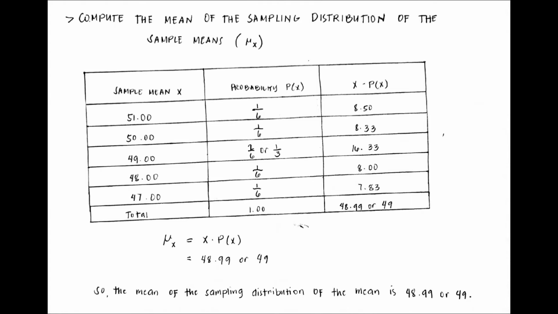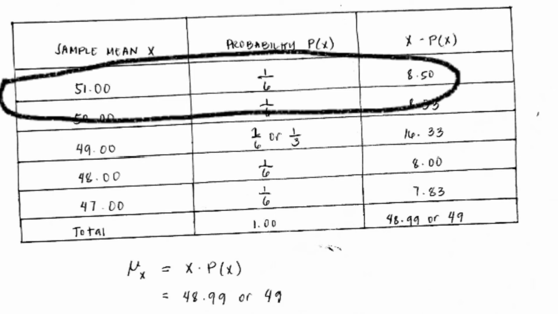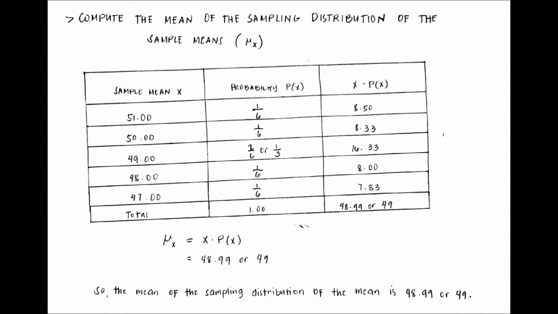Then, compute the mean of the sampling distribution of the sample means with these 2 steps. First is to multiply the sample mean by the corresponding probability. Example, 51 times 1/6 is equal to 8.50. Next step is to add the results in the first step. We get 48.99 or 49. So, the mean of the sampling distribution of the means is 48.99 or 49.